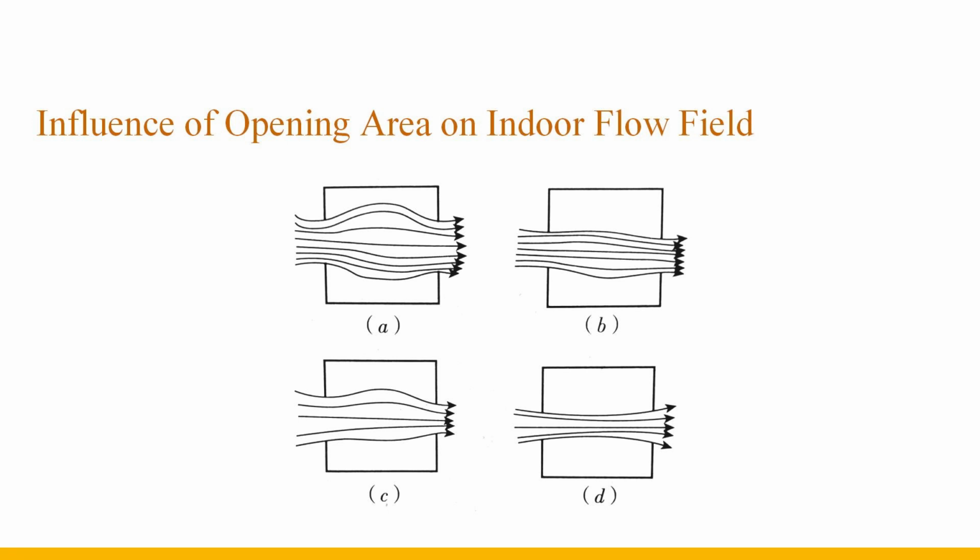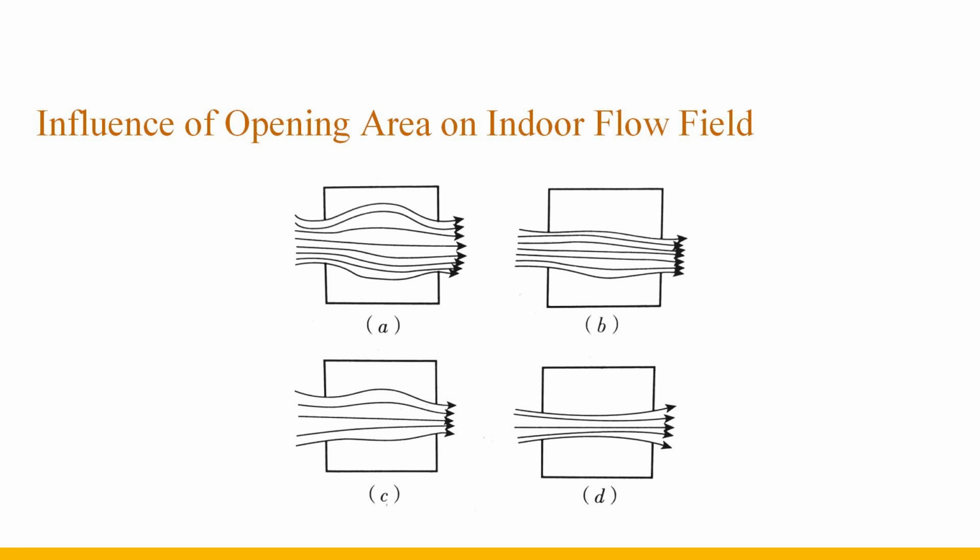Since the inflow and outflow air volumes are equivalent, it can be seen from the figure that the outlet flow velocity of picture C is the largest, and the inlet flow velocity of picture D is the largest. It is explained that in order to increase the indoor flow rate, the outlet area should be increased.